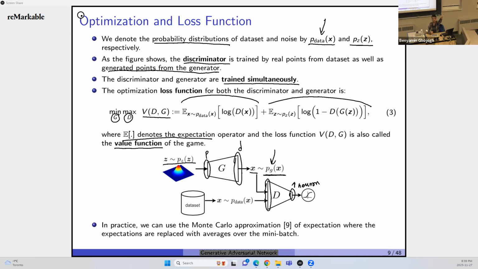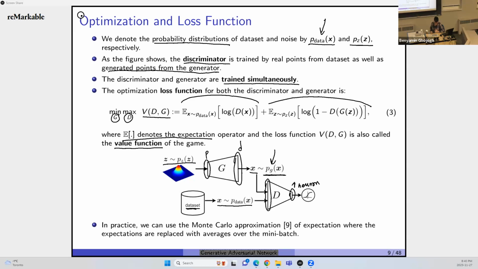This is the desire of the generator, right? X from the data set is from P_data(x). So for real data and the fake data, I train the discriminator by them. So far clear. So this structure is clear.